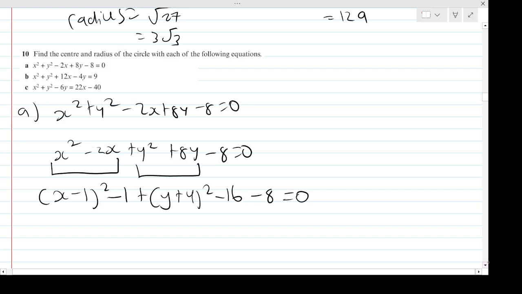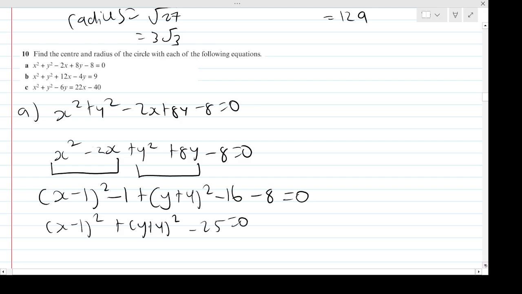Now we can just work out the numbers. So we have x minus 1 all squared plus y plus 4 all squared, and then minus 1 minus 16 minus 8 gets you minus 25. Okay.